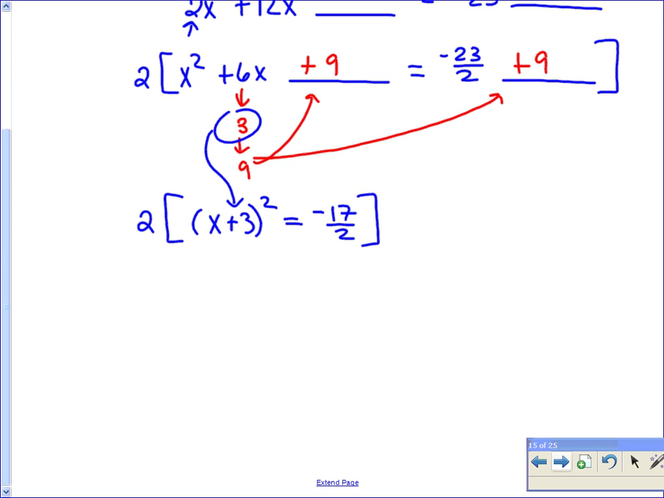Okay, so if I'm just finding the solutions, then just like I did in section 2.2, what I do is I just take this, and I'm just dealing with that. I've got (x + 3) quantity squared is equal to negative 17 over 2. So if I'm finding the solutions, I take the square root of both sides. Let me do that in a different color so that you know.